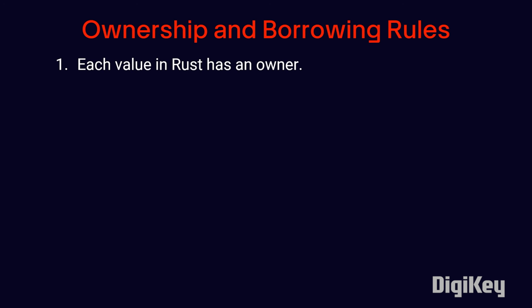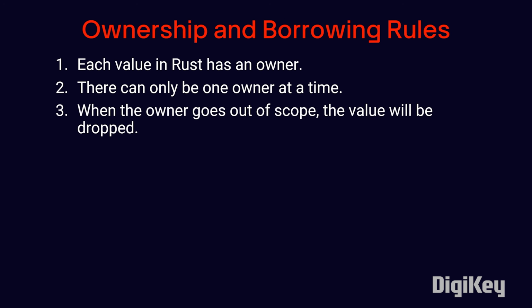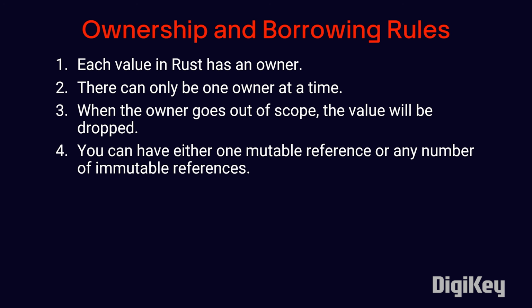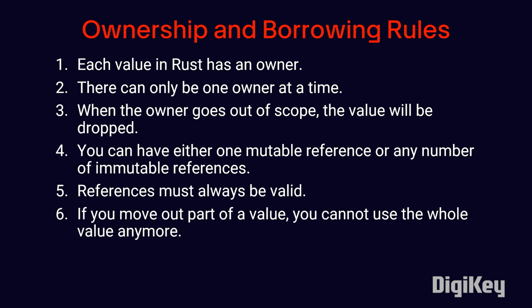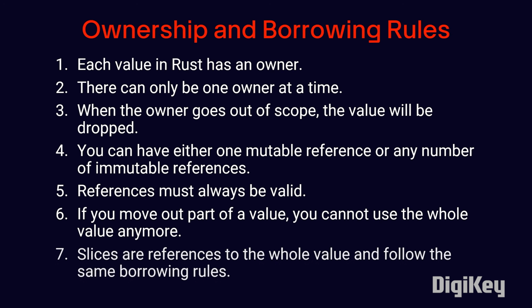1. Each value in Rust has an owner. 2. There can only be one owner at a time. 3. When the owner goes out of scope, the value will be dropped. 4. You can have either one mutable reference or any number of immutable references. 5. References must always be valid. 6. If you move out part of a value, you cannot use the whole value anymore. And finally, 7. Slices are references to the whole value and follow the same borrowing rules.